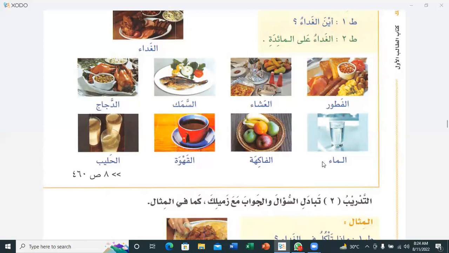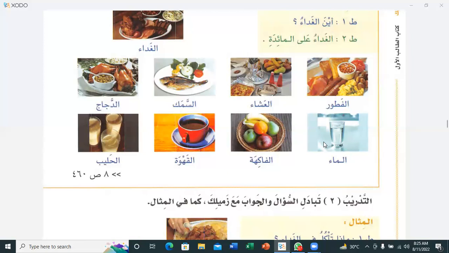Yes, Sabina. Ashrabu. It is samania. Glasses is kub. Oh, kub is a singular word and glasses is a plural word, so we use akwab. Samania akwab. Okay. Samania akwab. Ma'a yawmiyan.